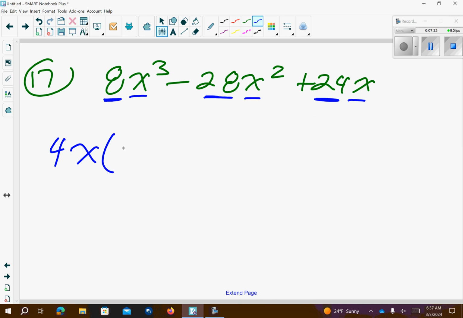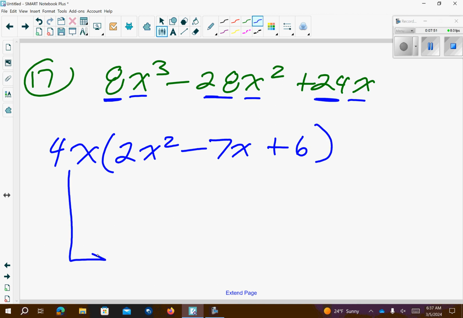If I factor a 4 out of 8, I'm left with 2. If I factor an x out of x to the third, I'm left with x squared. If I factor a 4 out of negative 28, I'm left with negative 7. If I factor an x out of x squared, I'm left with x. Notice I'm keeping my signs the same. If I factor a 4 out of 24, I'm left with 6, and the x comes out. So this is our greatest common factor. So bring this down. We're going to see if we can factor any further.